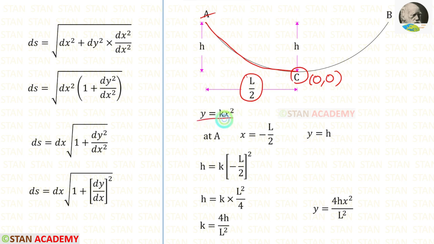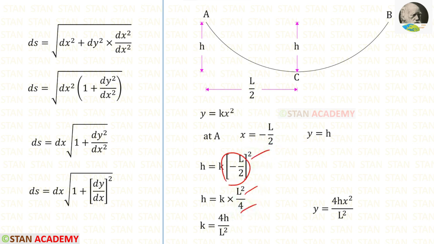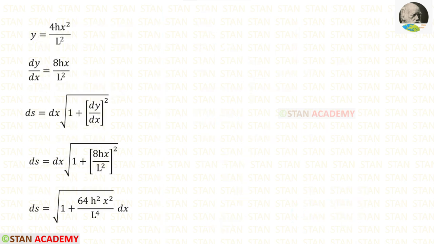Y is equal to KX square. At point A, the value of X is minus L upon 2 because it is on the left side, and the value of Y is H. In this equation, let us apply both of them. For minus L upon 2 the whole square, we will get L square upon 4. Finally, for K, we will get this. In this equation, let us apply the value of K so that we will get this equation.